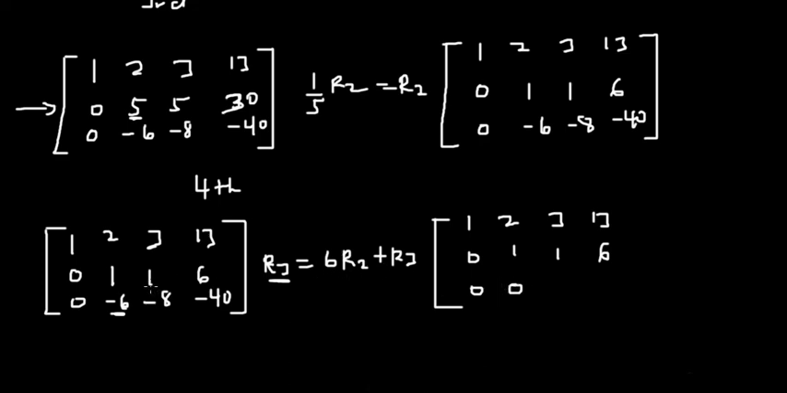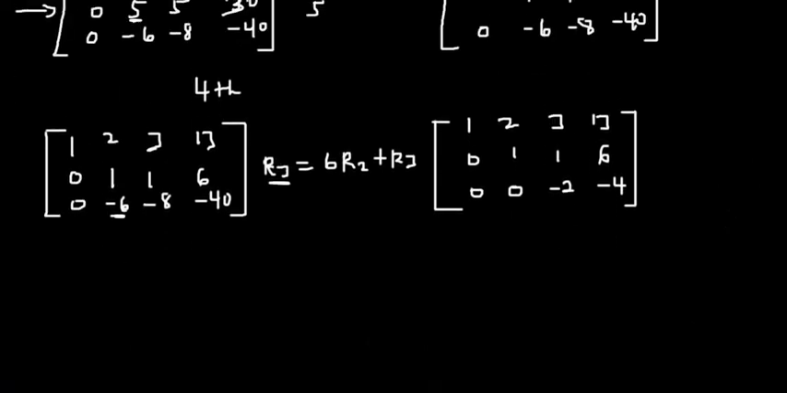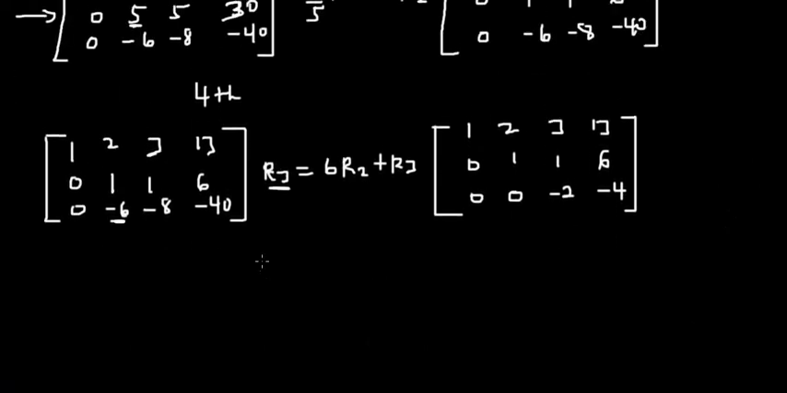And then we have 6 times 1 plus minus 8. So 6 times 1 minus 8, we will end up with minus 2. And then we have 6 times 6 plus minus 40. So 6 times 6 minus 40 will give us minus 4. You see how simple this is, very very simple. So now let's proceed to the fifth.